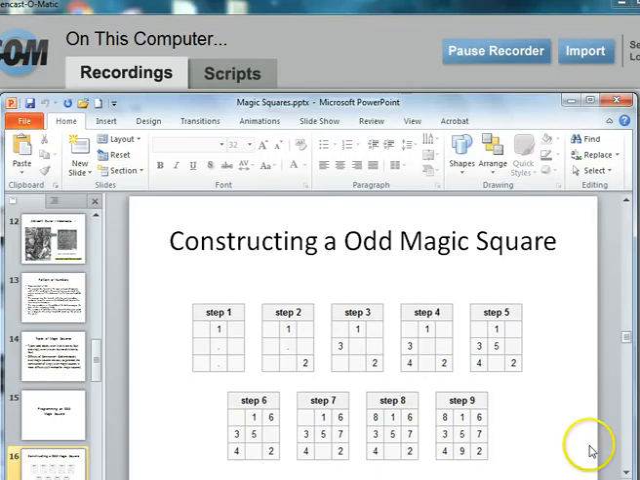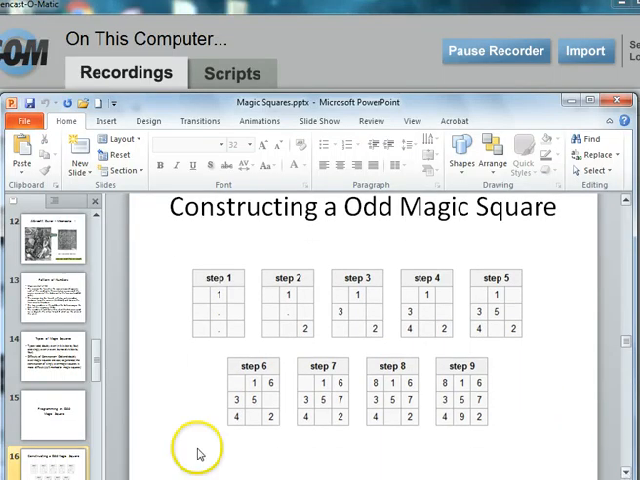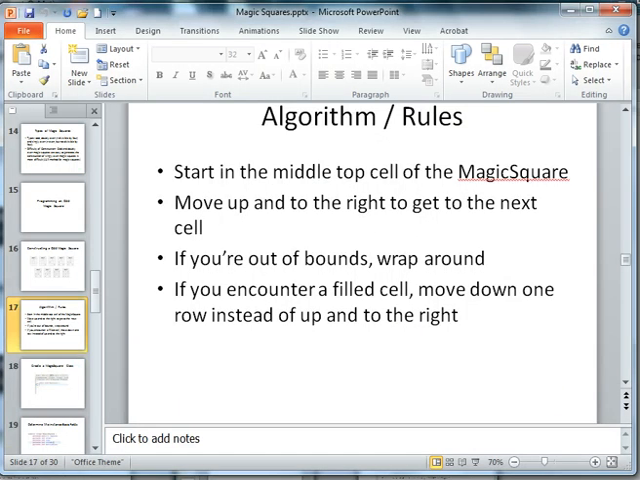And I'm going to stop the video for a second and give you a chance to do that. All right, so hopefully you came up with an algorithm that you can follow. Here's the algorithm that I'm going to use to program my magic squares.